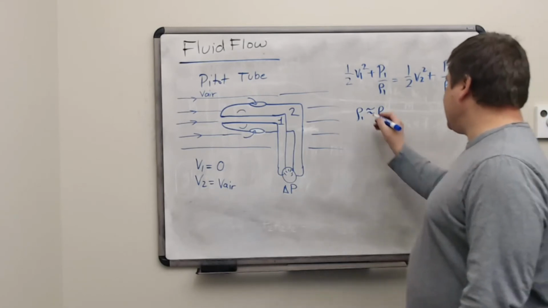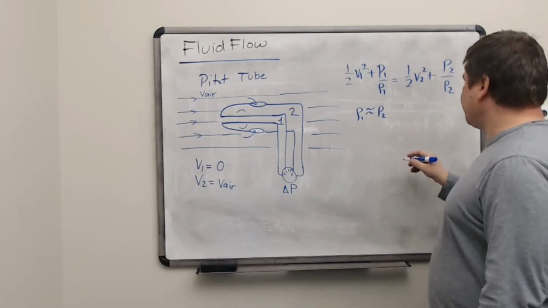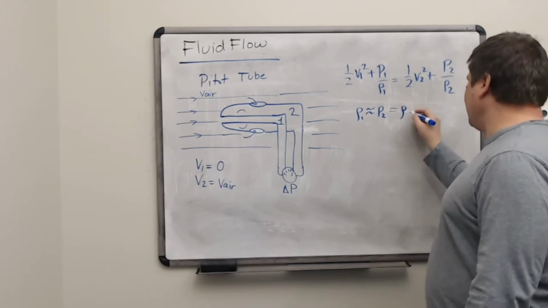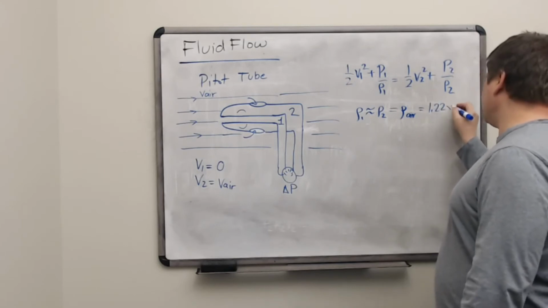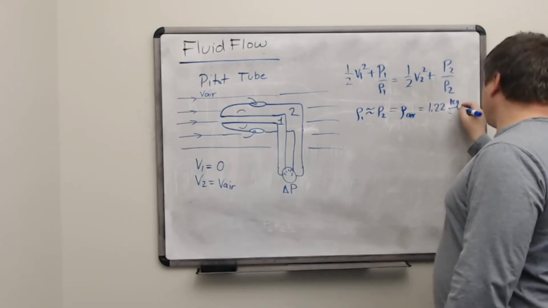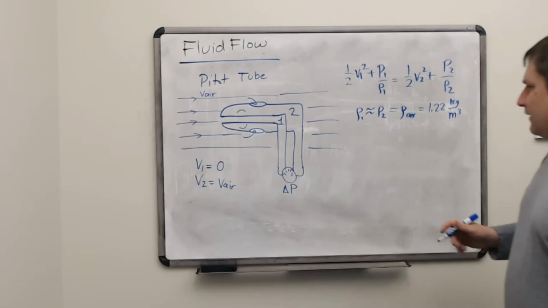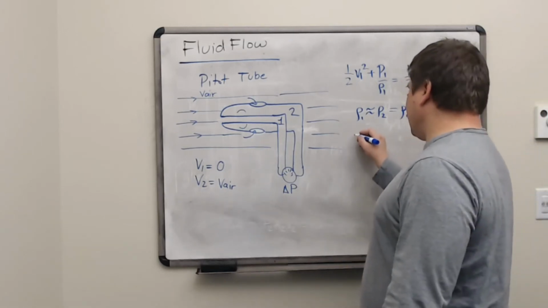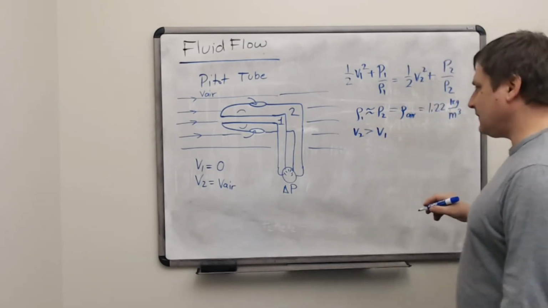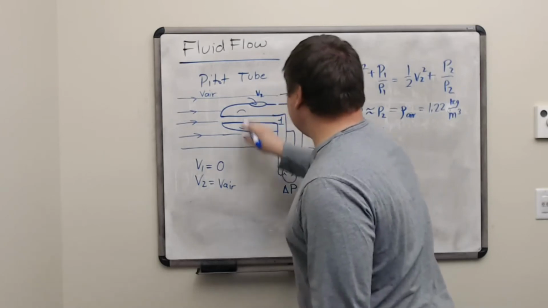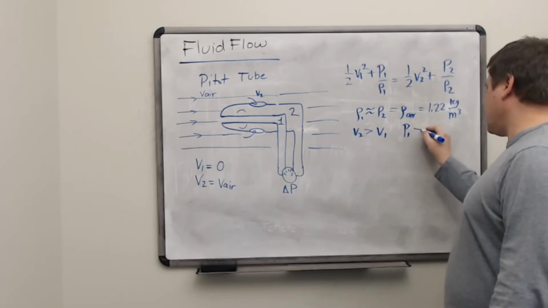So we'll have a density here which is roughly constant. So we'll just call that rho of air, and we can look up the value here. It's about 1.22 kilograms per cubic meter for ordinary air on Earth. All right, the second thing we'll note is that V2 is larger than V1. The flow velocity up here is equal to V air, V1 is 0. So therefore P1 is larger than P2.